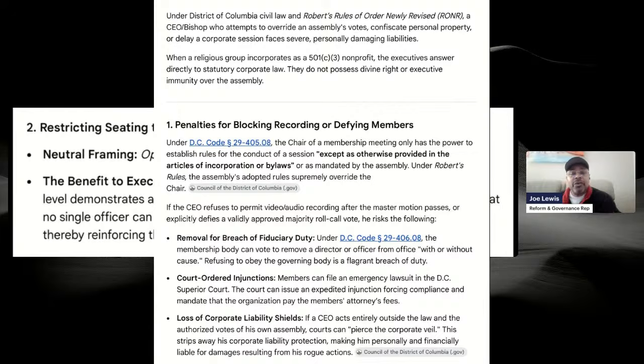He also risks court-ordered injunctions. Members individually can file an emergency lawsuit in the District of Columbia Superior Court. The court can issue an expedited injunction, meaning quick. It's expedited, quickly, not held off, not postponed, quickly. The court can issue an expedited injunction forcing compliance and mandate that the organization pay the members' attorney's fees, the ones who went and filed that complaint.